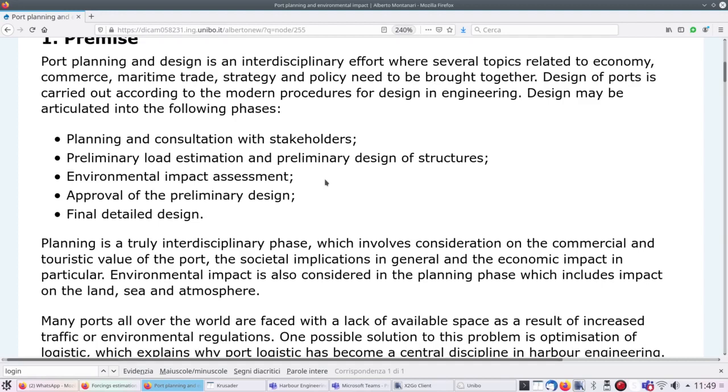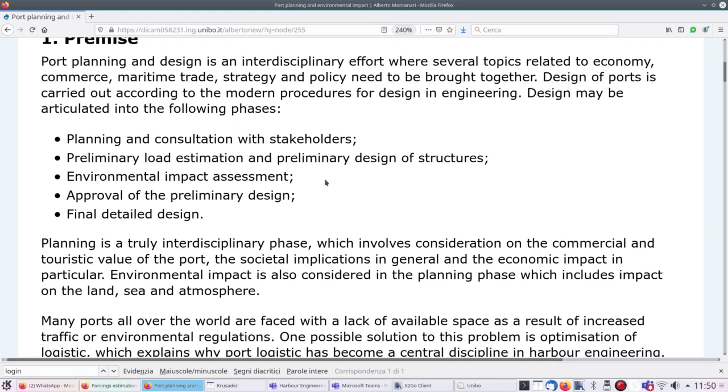The consultation of stakeholders is extremely important because, for instance, in Italy, it's prescribed by the laws in force. Again, when you assess the laws and the regulations in force for port design in Italy, there is also the consultation with the stakeholders if the port is important.